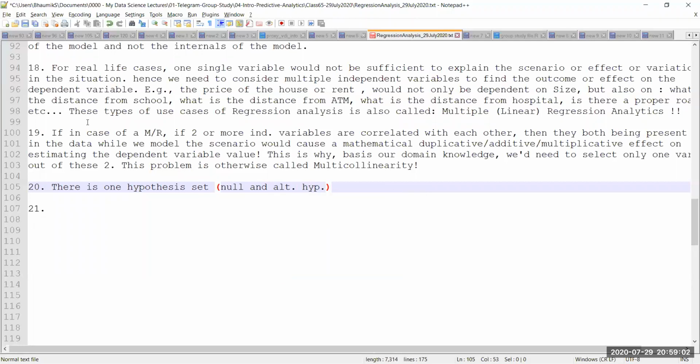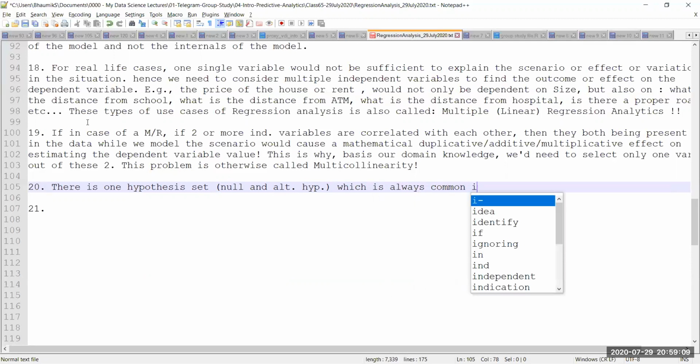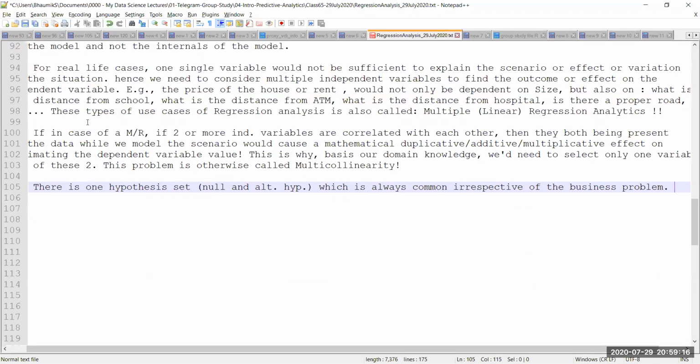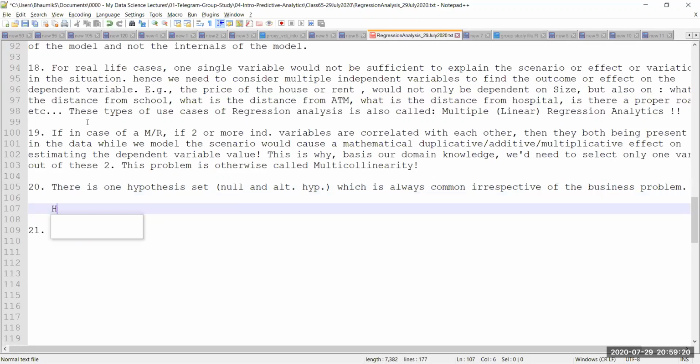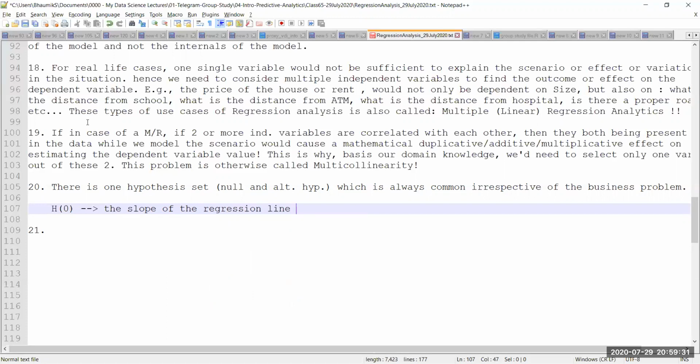So there is one hypothesis set which is always common, irrespective of the business problem. Okay, I don't want to know what problem you're trying to solve. Irrespective of the business problem, in any regression use case, the null hypothesis remains that the slope of the regression line, or the best fit line, is 0.